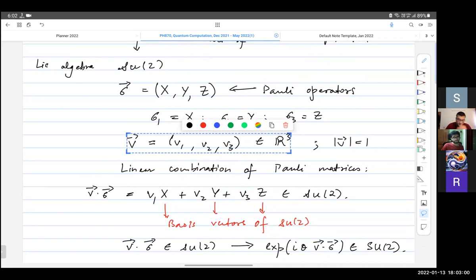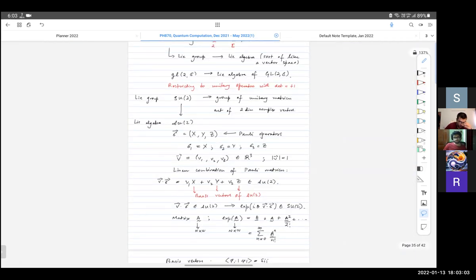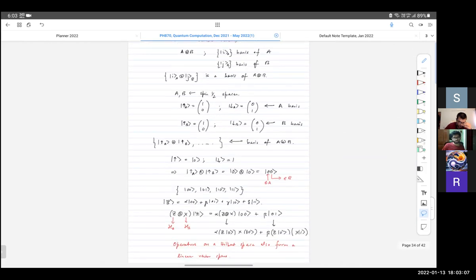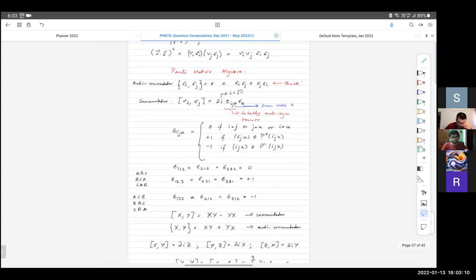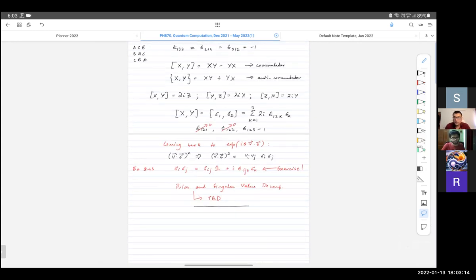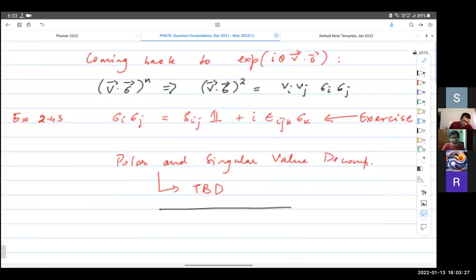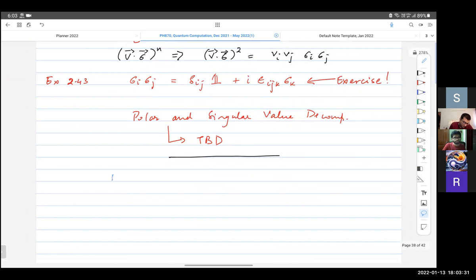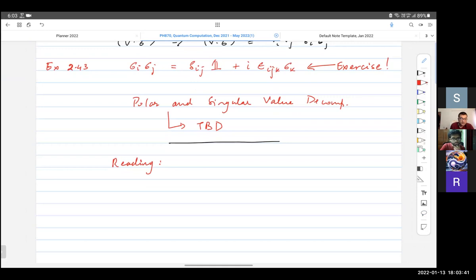Any other question? Okay, then I guess we are done with the algebra part, and on Monday we'll start talking about the quantum states, simplest quantum states, circuits, and so on. So I would recommend that for reading for today's lecture, you should basically finish chapter 2.